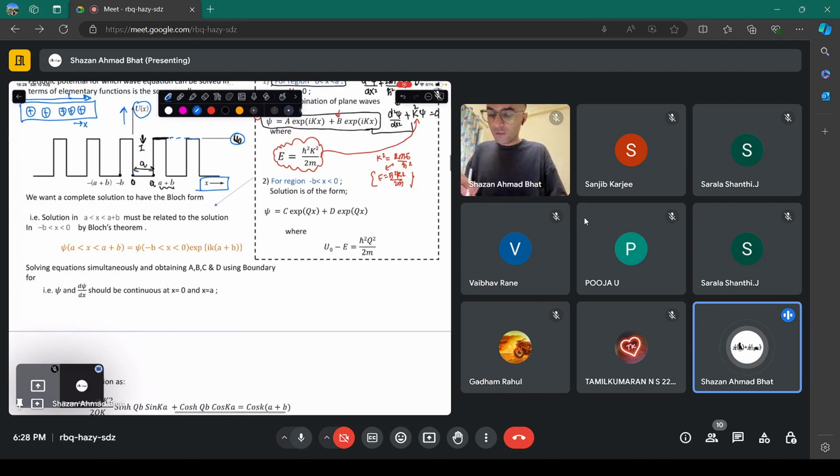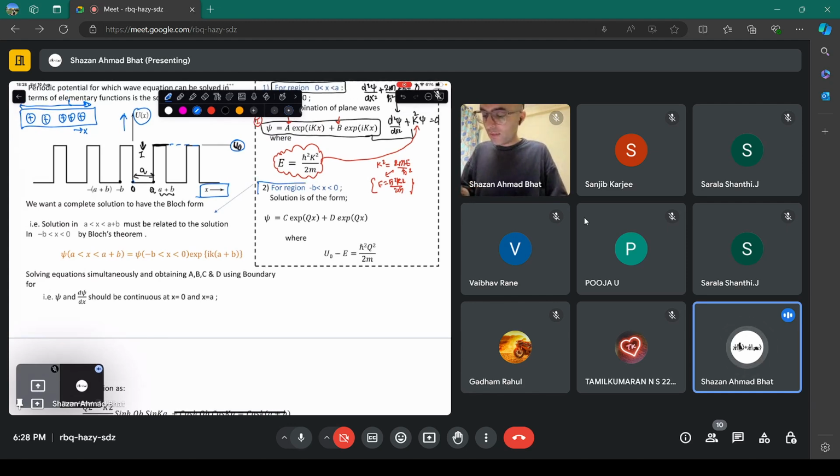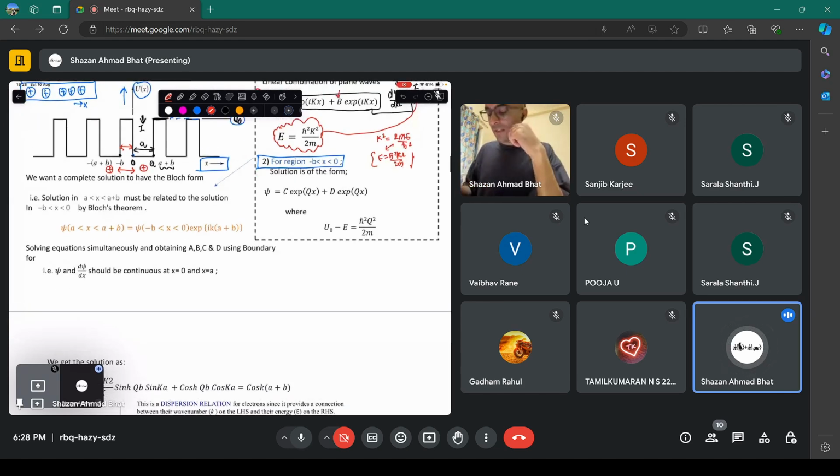Now what happens in region 2? Where is region 2? This is region 2, and it's for x less than 0 and greater than minus b. That means it is this particular region, the region between the two nuclei. You consider one nucleus to be here, the other to be here. So this is the region between the two nuclei. That is what the second region is.